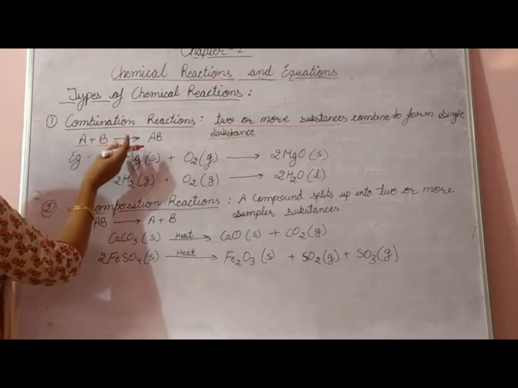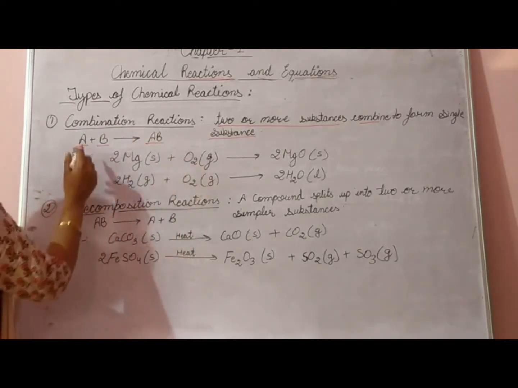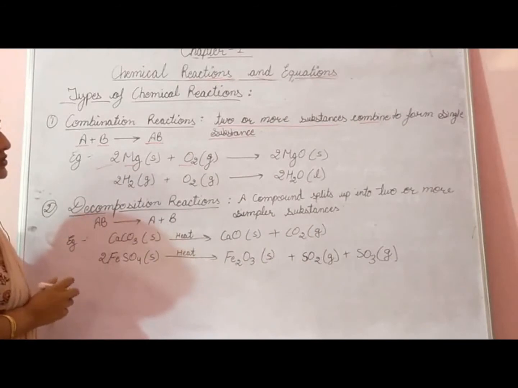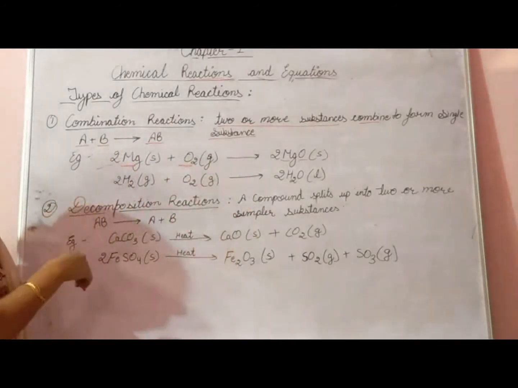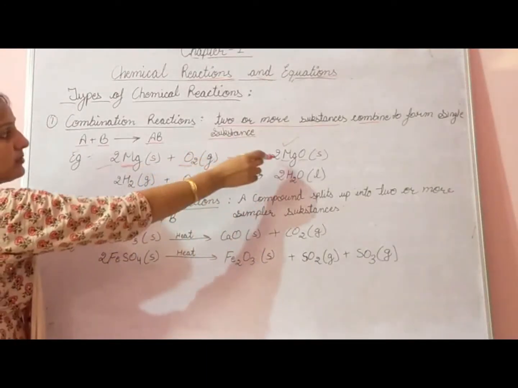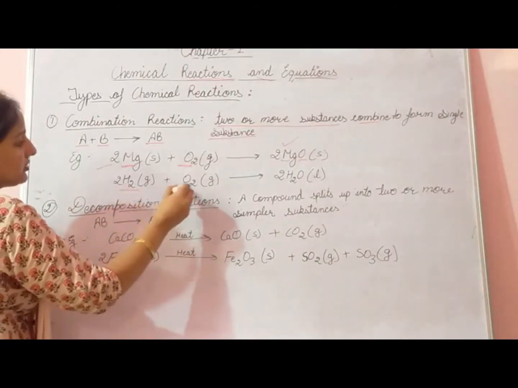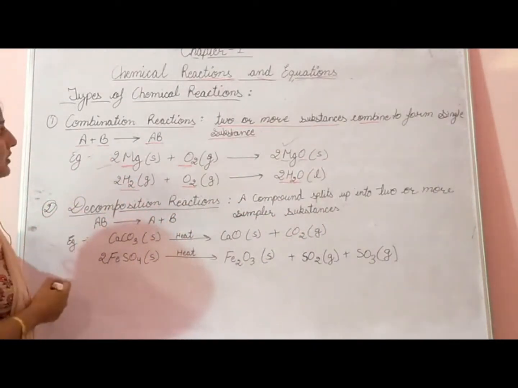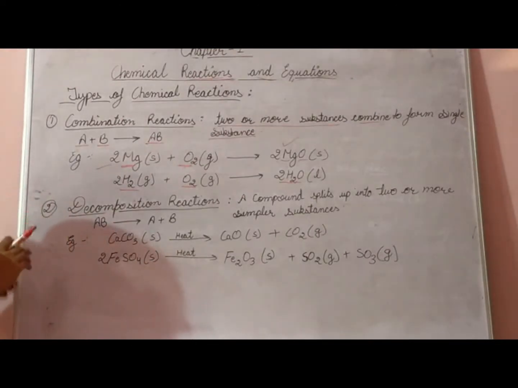For example, if A and B are combining together, obviously AB will be formed. The examples of combination reactions: first one is magnesium when it reacts with oxygen, it will give you magnesium oxide. That means two substances are there at the reactant side and one product is formed. They combine together to form a single product. Another example is the formation of water. When hydrogen and oxygen react, they produce water. So both these are examples of combination reaction, where two substances react to form a single product.